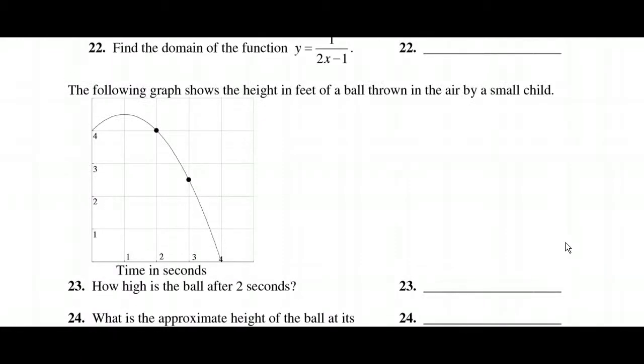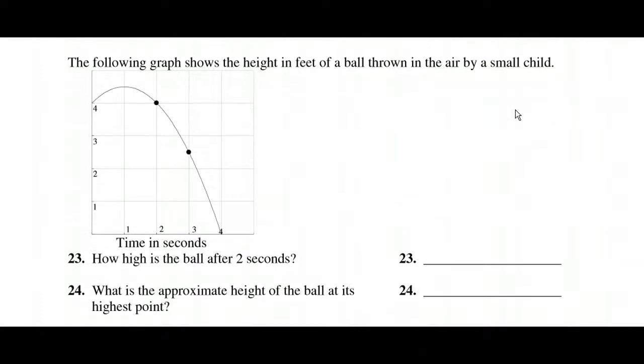Now, the following graph shows the height of the ball in feet thrown in the air by a small child. How high is the ball after 2 seconds? Well, 2 seconds, it's 4 feet. What is the approximate height of the ball at its highest point? Would you go for 4.5 feet?